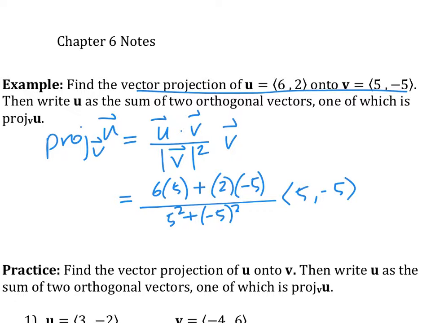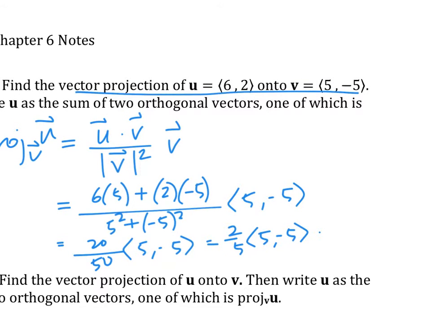So this whole thing is going to give you a scalar, a number. And then make sure you multiply that scalar with the vector later. Okay, so this is 30 minus 10, which is 20, divided by 50. 2 over 5 times 5, negative 5, which is 2, negative 2.